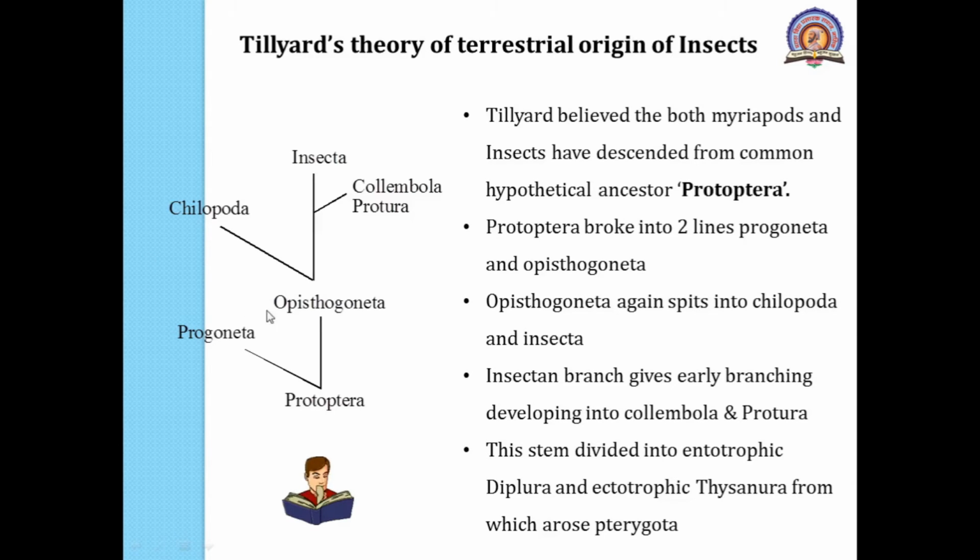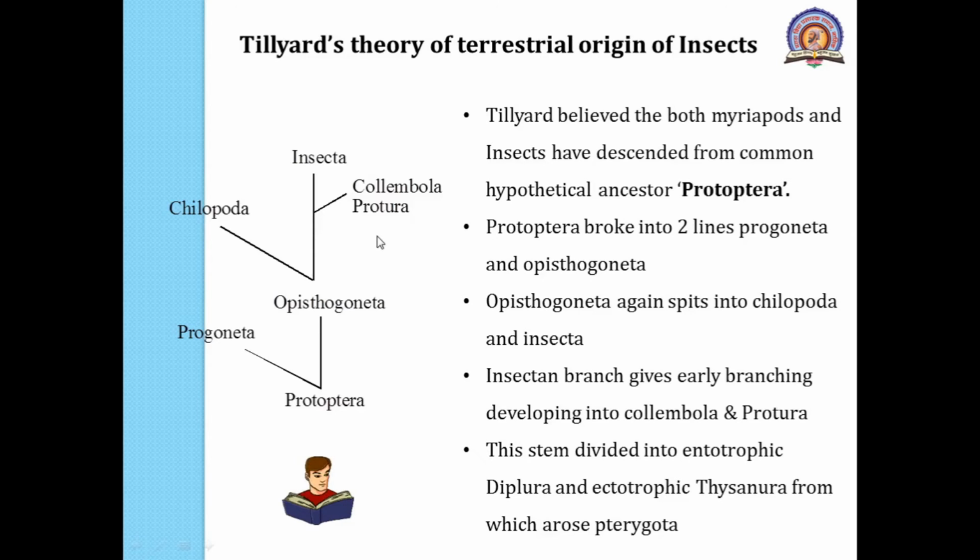Then the Opisthogoniata again split into two branches, that is, Chilopoda and the Insecta. From the insectan branch, there was a very early branching of the Collembola and Protura. So the Protura and the Collembola are members of the apterygote insects. They evolved first, and then insects arose according to this theory. The stem then divided again into the entotropic Diplura and the ectotropic Thysanura, from which arose the pterygote insects.